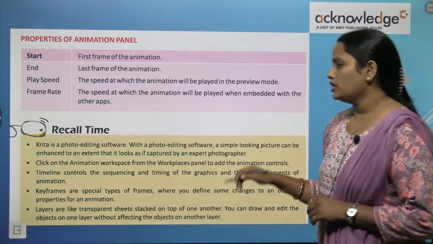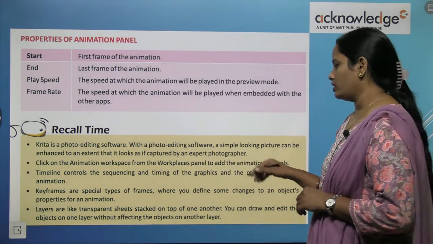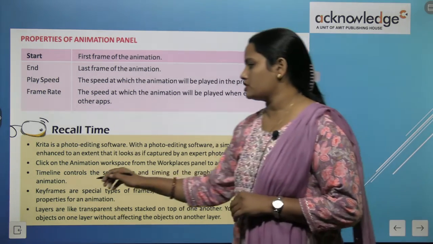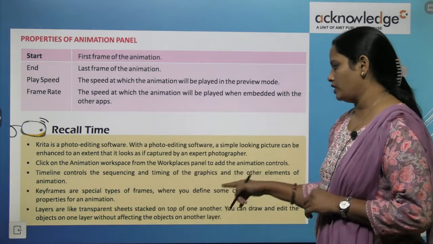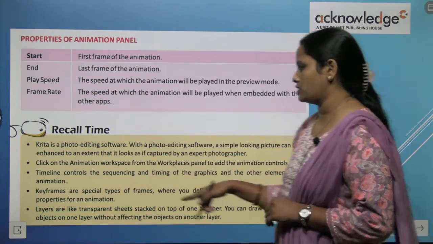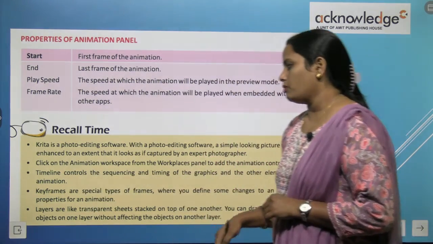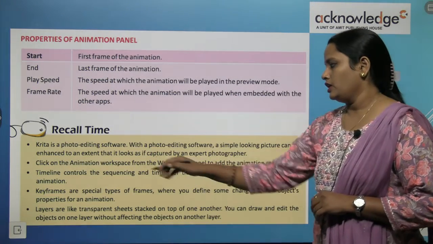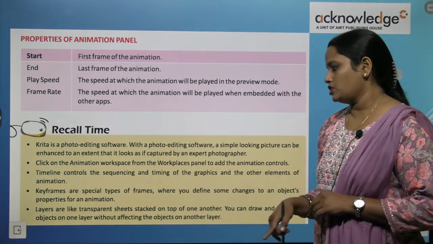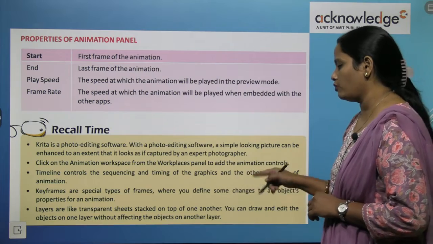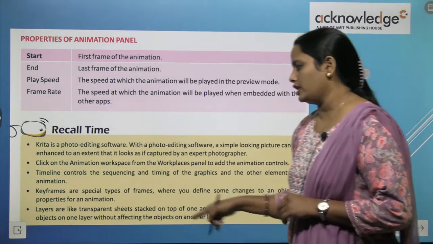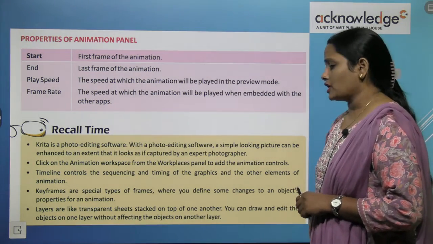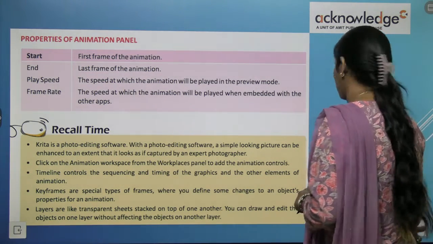Timeline controls the sequencing and timing of the graphics and the other elements of the animation. Keyframes are special type of frames when you define some changes to an object's property for an animation. Layers are like transparent sheets stacked on top of one another. You can draw and edit the objects on one layer without affecting the object on the another layer.